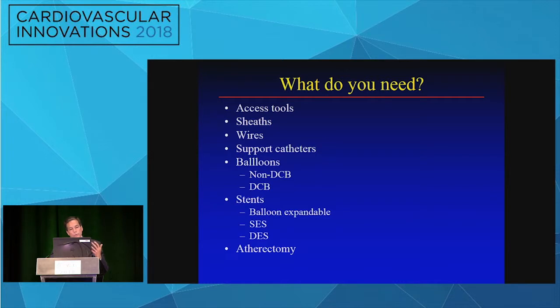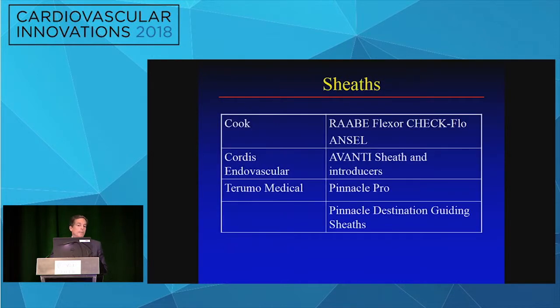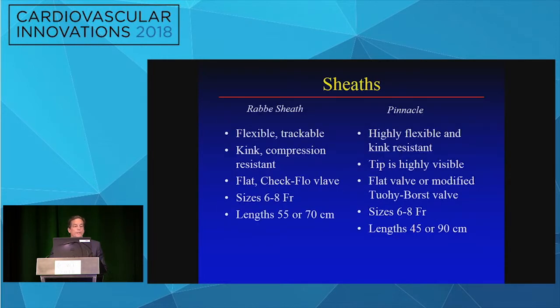So access tools, sheaths, wires, this is what this talk is all about. And from sheaths, you need to get in there and you need to maintain position. It depends on what you like and who you have a premier account with. As long as you're with that group, it will work. It's a tube. As long as you get in and out safely, that's the most important thing. There's some differences, whether it's a destination sheath or a Rabi sheath.